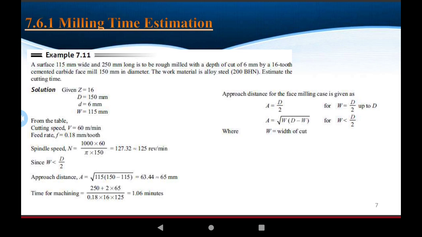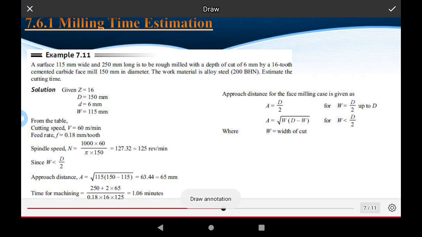The carbide face milling cutter is 150 mm in diameter, so capital D equals 150 mm. The work material is alloy steel of 200 BHN. Estimate the cutting time.